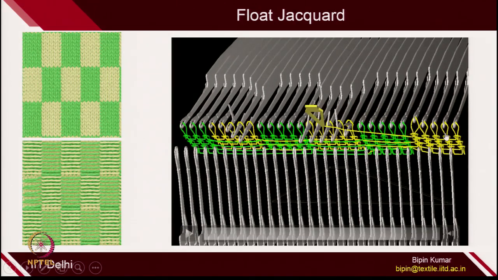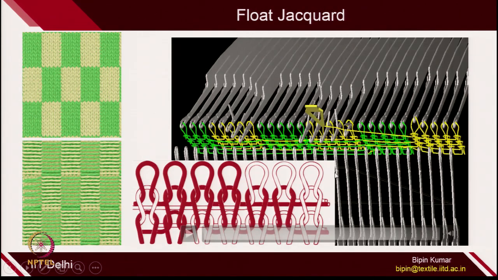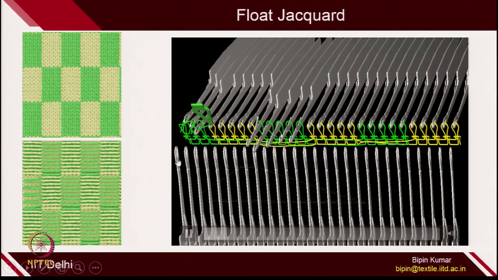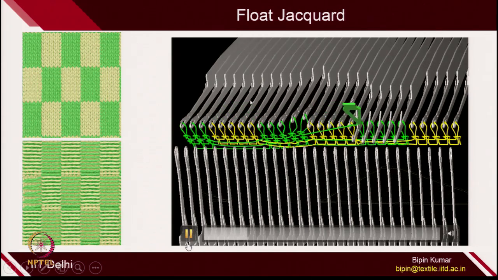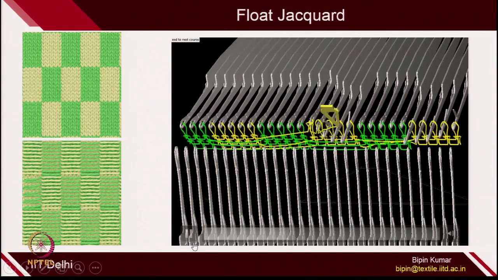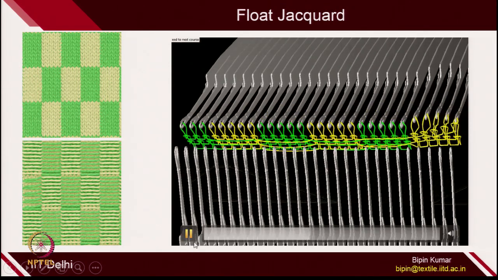For example, these 5 needles have already made loops, and these 5 needles are not catching this yarn. So it remains in the form of floats, which is shown here. So you can see it here. Again, you can see how the green floats and yellow floats are lying on opposite sides.